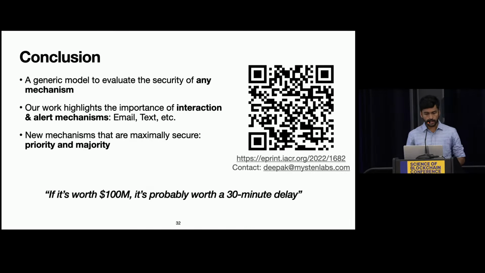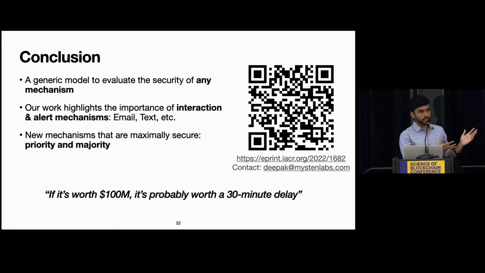With that, I'll conclude my talk. Our work presents a generic model to evaluate any mechanism, and if any of you are interested or want to model your own mechanisms in our framework, feel free to do so, and I'm happy to chat about that. Primarily, our work highlights the importance of interaction or using delays in your mechanism.